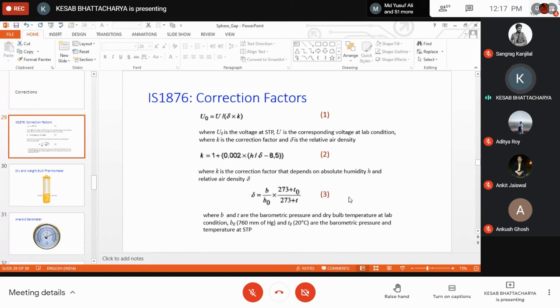হ্যাঁ, তাহলে ভ্যালুটা পাওয়া গেল। Could you find out the value of delta corresponding to a pressure of 756 millimeter of mercury and temperature of 32 degrees centigrade?